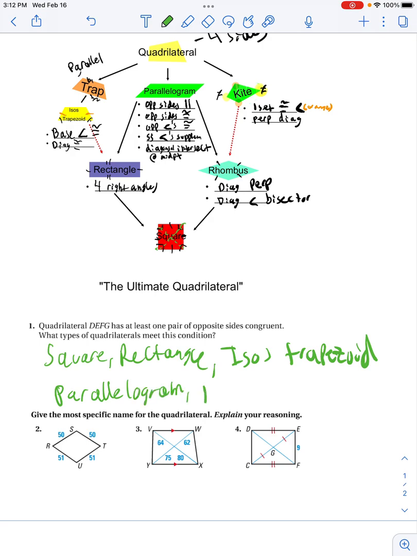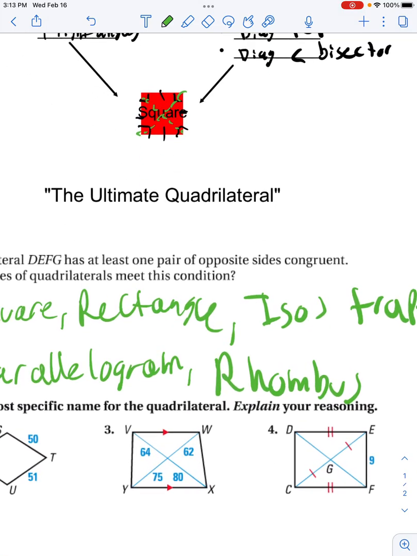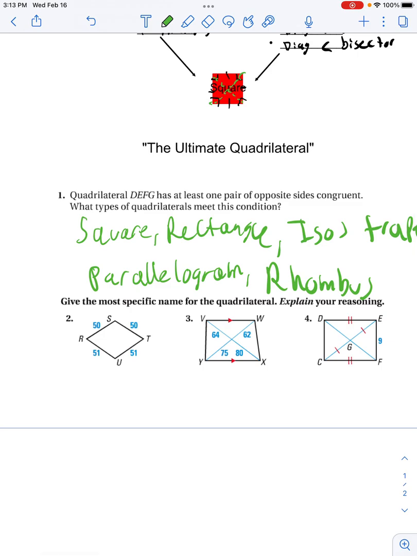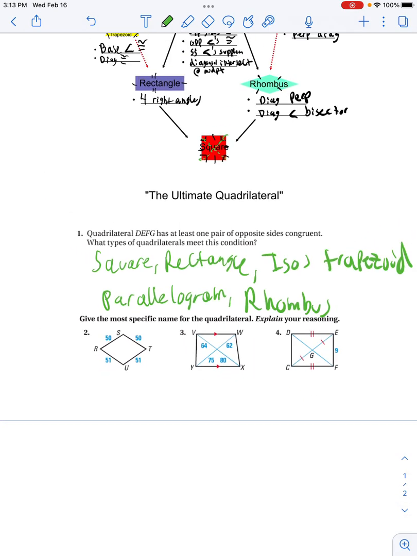We could have a parallelogram. We could have a rhombus. Opposite sides of kites are not, because kites are consecutive sides. So again, these two sides and these two sides would be congruent. So as far as a kite, we're going to say no. But what did we get? 1, 2, 3, 4, 5 different examples of that.